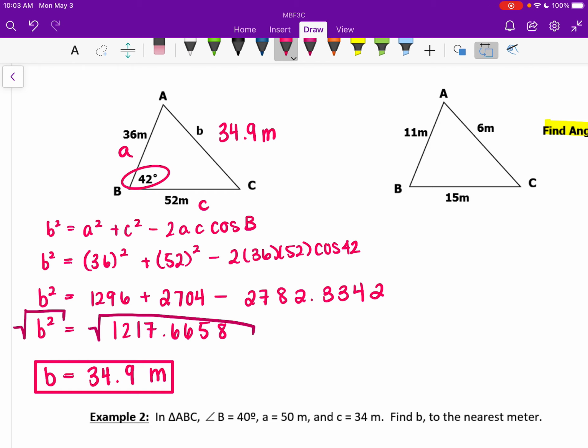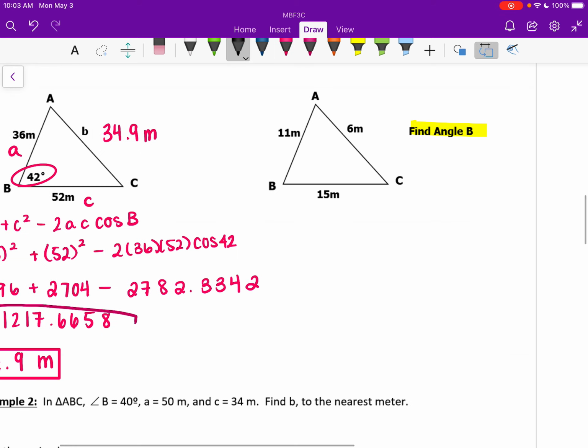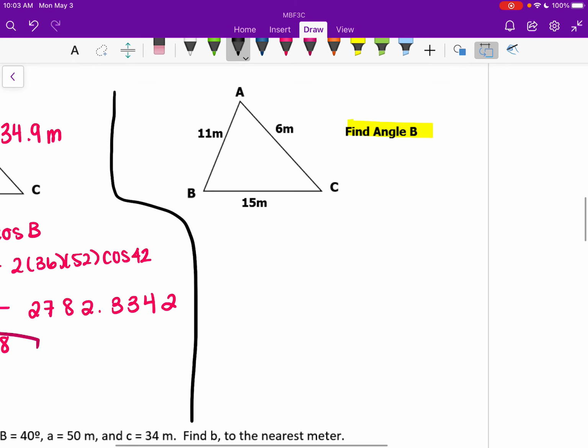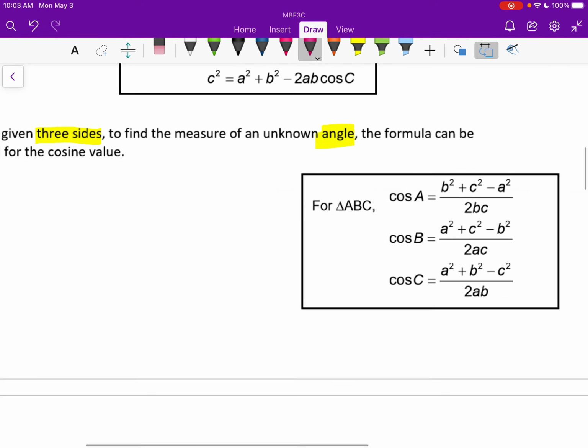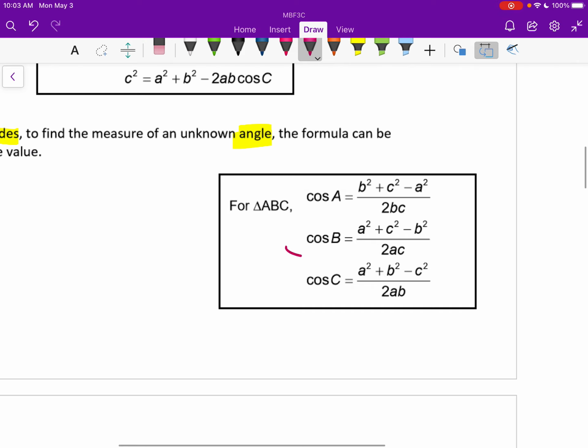And I hope that makes sense. So I would pause the video here and you can try doing the next one by yourself, and then we'll just take it up together as well. This is a little bit different because at this point you have all of your sides. You're looking for an angle in this situation. You're looking for angle B as well, right? So you're going to use the cosine law values that we used for when you have all 3 sides, right? And you're looking for an unknown angle, so you're going to use cosine B is equal to A squared plus C squared minus B squared over 2AC.